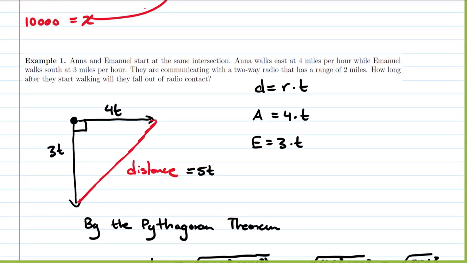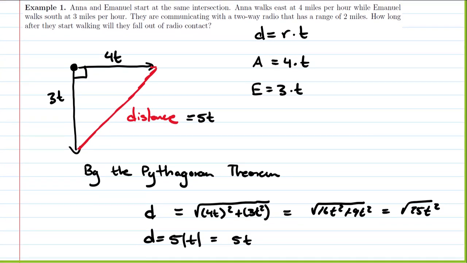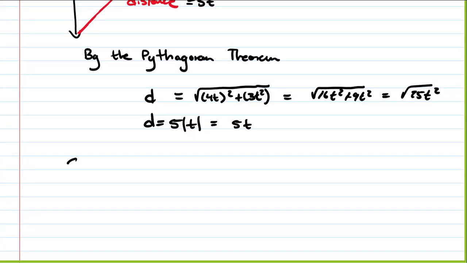So if they are communicating on a two-way radio that has a range of 2 miles, we want to know, well, when does the distance equal 2 miles? So we need to solve 2 is equal to 5t. We divide by 5, we divide by 5. And that gives us t is 2/5 of an hour.